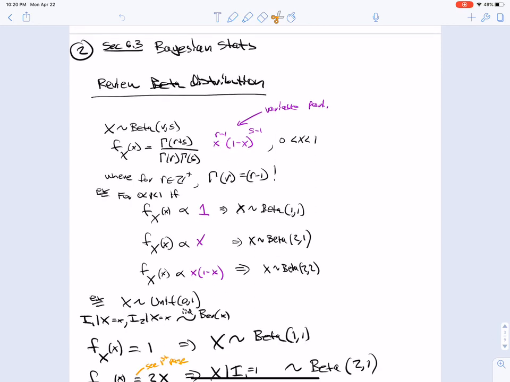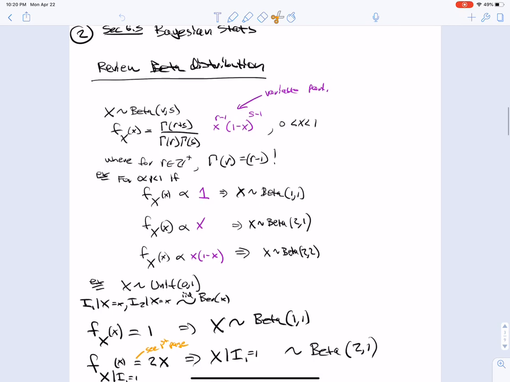If your variable part is just 1, then your random variable must be a beta 1, 1, because r must be 1 and s must be 1. If your variable part is x, then r must be 2 and s must be 1. So you have a beta 2, 1. Or if you have x(1 - x), then you must have a beta 2, 2, and so on.